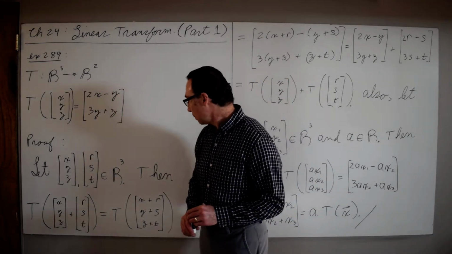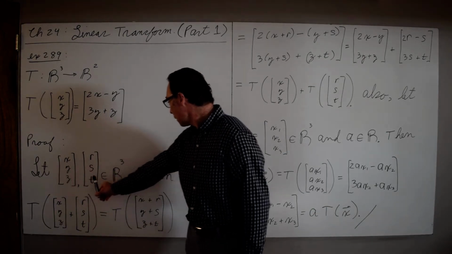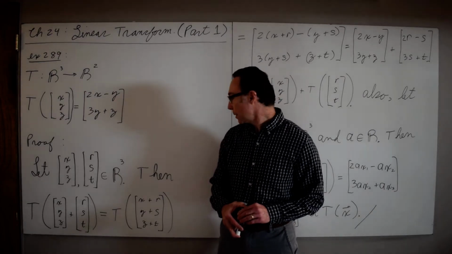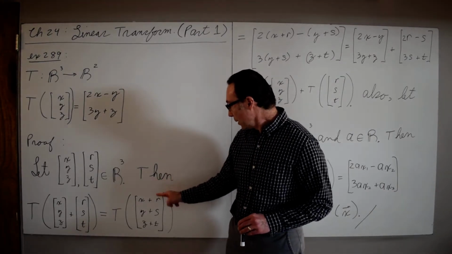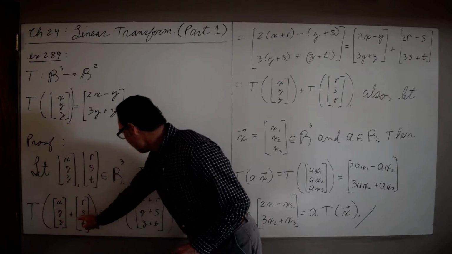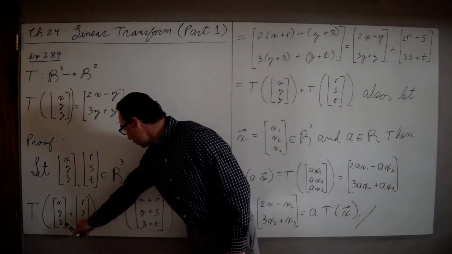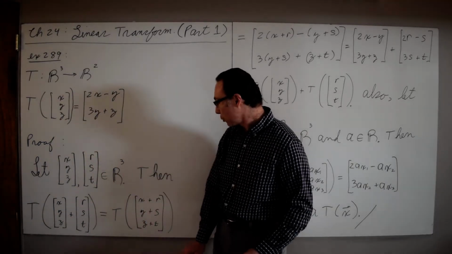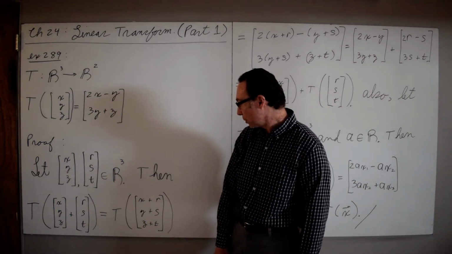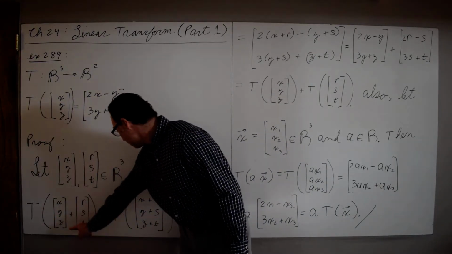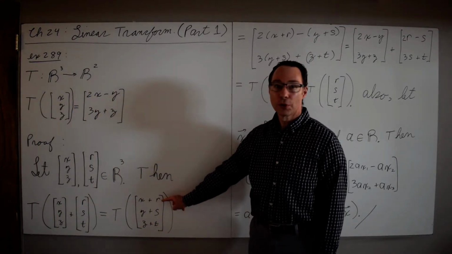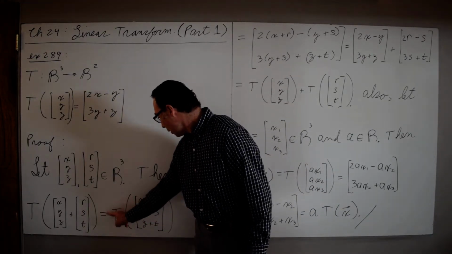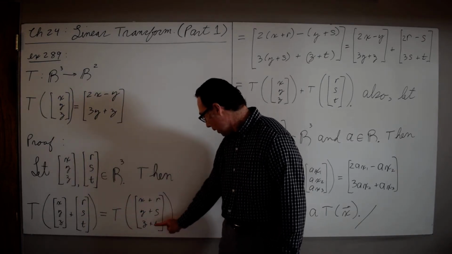So for the first part, we're going to suppose that we have 2 vectors in R3. The first one is (x, y, z), the second one is (r, s, t). Then we look at T of the sum of these 2 vectors. So we take the sum of the 2 vectors first, then we apply the linear transformation T, or the function that we're claiming is a linear transformation. So we add these 2 vectors. This is just vector addition. And then we apply the rule of T to this vector.